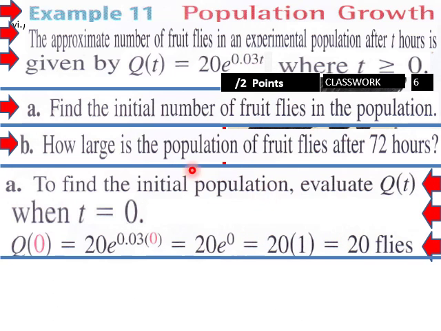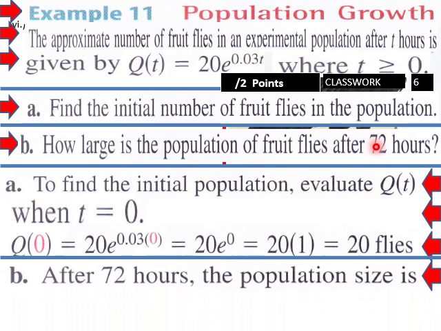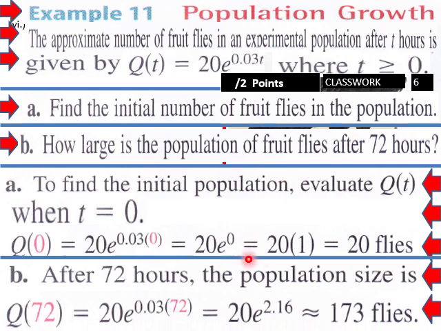And then B, how large is the population of fruit flies after 72 hours? To do that, we plug that in: 20e to the 0.03 times 72. When we crank that through, we get 173 flies. So after 72 hours, we have this amount of flies.